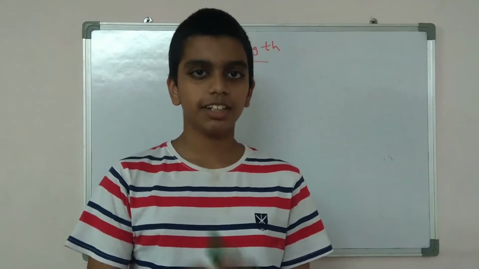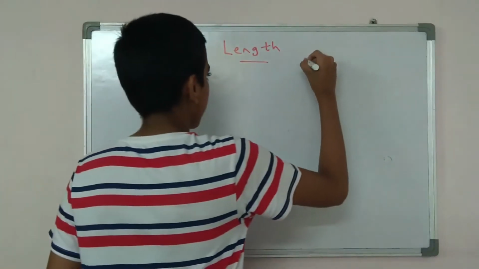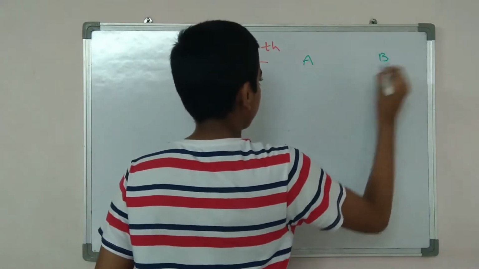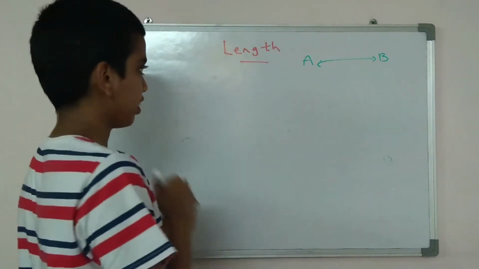So what do you mean by length? Length is the distance between two objects. Say for example we are taking A and B. The distance between A and B is known as length.